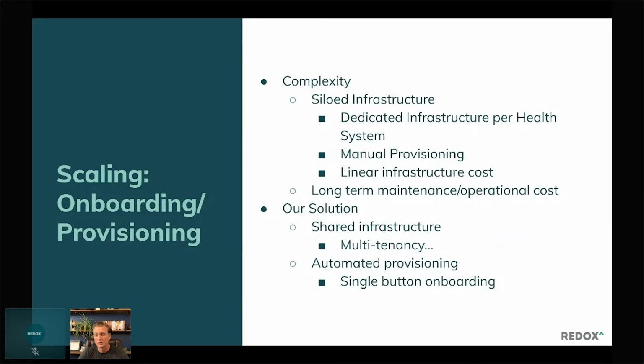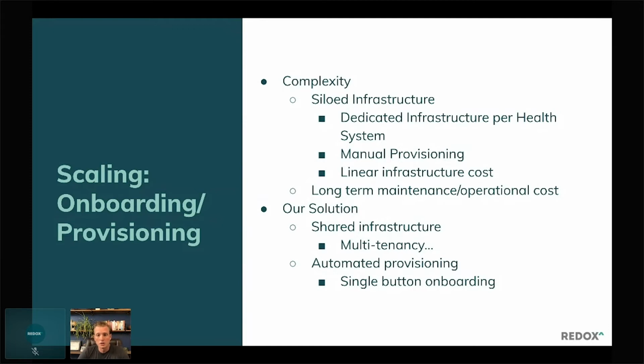So 1 engineering day worth of effort per health system to onboard, looking at the scales we're trying to achieve of hundreds to thousands of health systems. The cost of that quickly just was not palatable. So we needed to find a way that we could reduce that maintenance and operational cost, even as we scaled exponentially the number of health systems in our data on demand ecosystem.